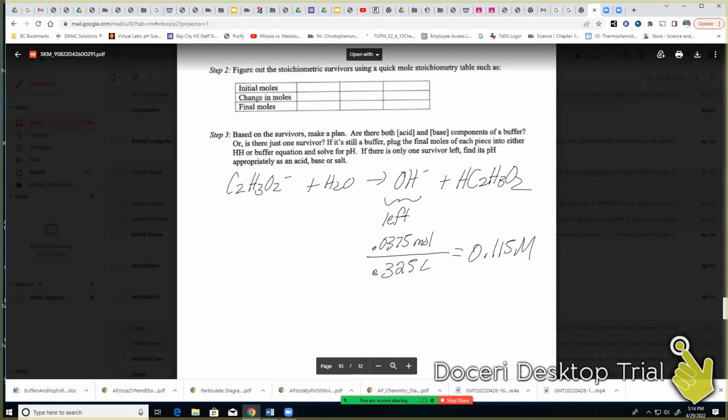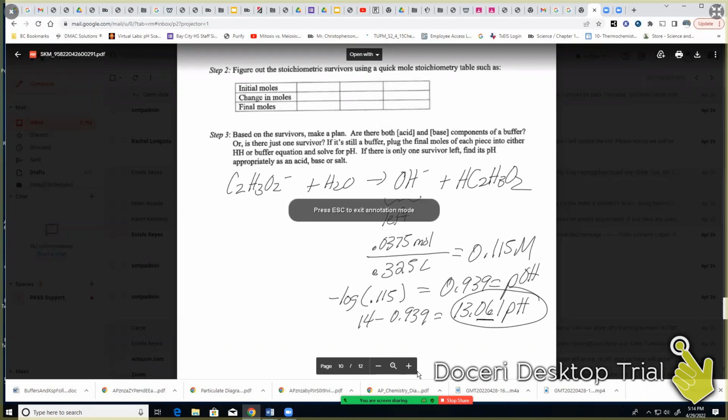All right, so I can simply take the negative log of my hydroxide concentration, and that's going to give me 0.939, which I have to remember is my pOH. So 14 minus 0.939 is going to be 13.061. So that is my pH that I'm looking for, and I'm going to circle it. And once again, 3 sig figs, that's all that counts, the numbers behind the decimal, which matches up with my beginning.